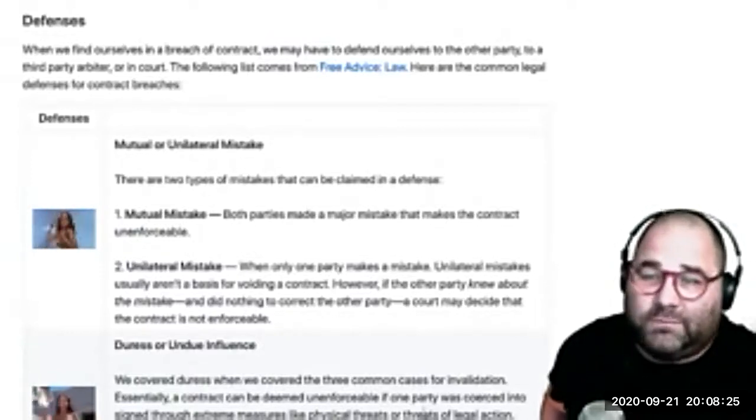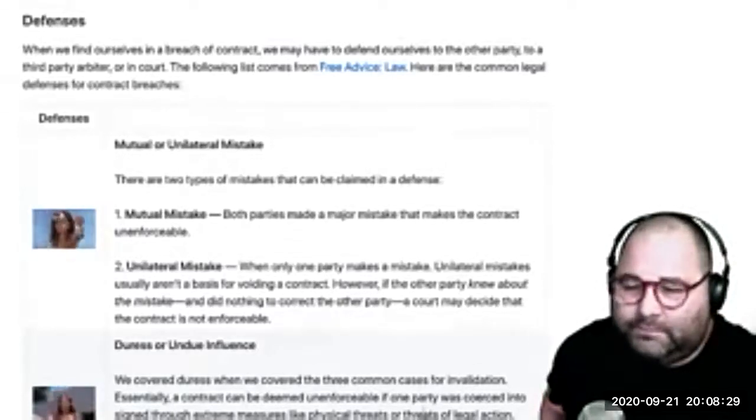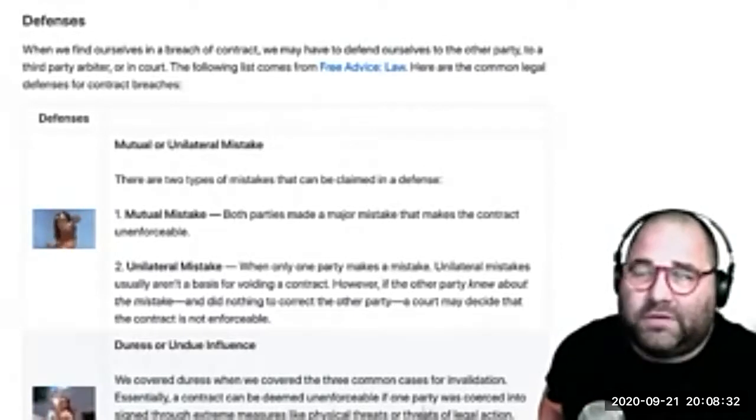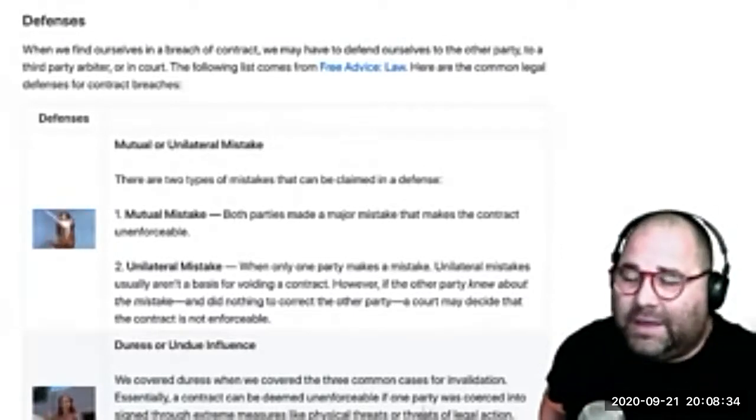So the first one is mistake, or unilateral mistake, basically mutual mistake. We both messed up. It happened, and remember, this could be like we both messed up and we've decided to end the contract by agreement.